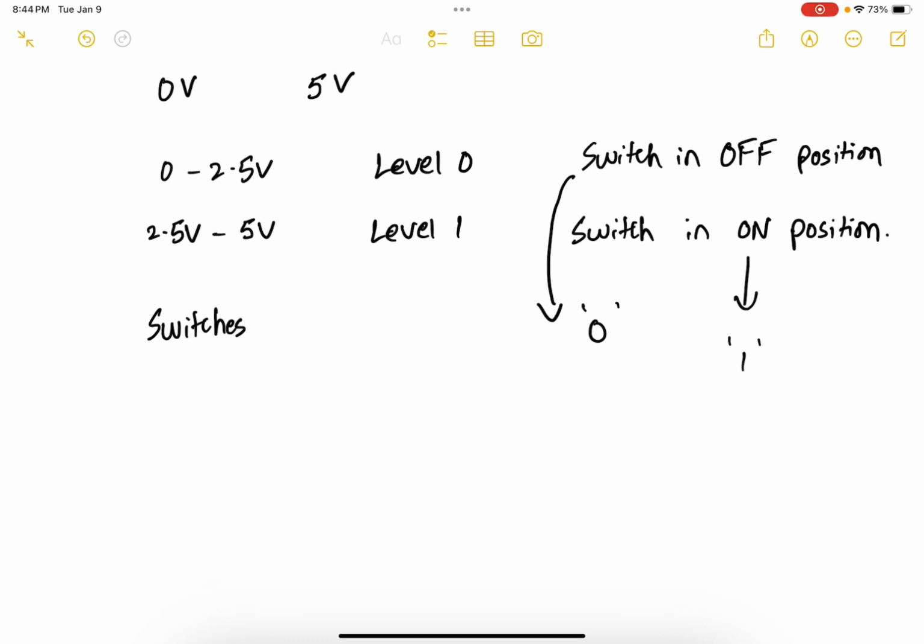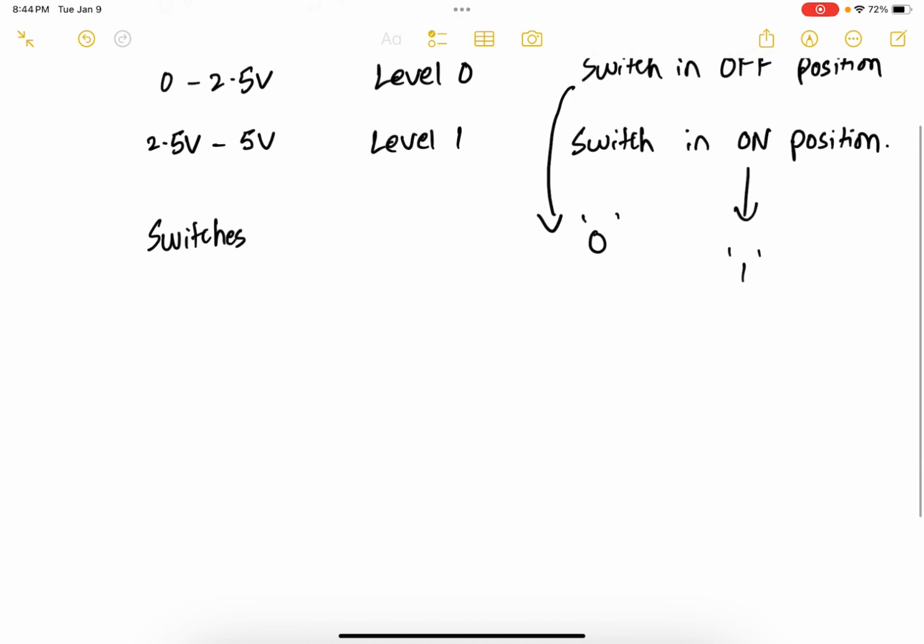Now, this compromises accuracy because you are not able to fully utilize the range of the analog voltage, that is 0 volts all the way up to 5 volts. You're having a very big gap. So there's a 2.5 volt gap between 0 and 2.5. So if you want more precision, you want to use more number of levels.